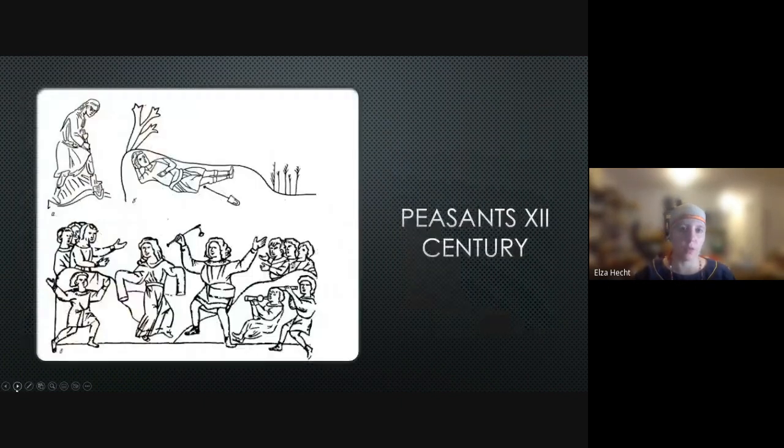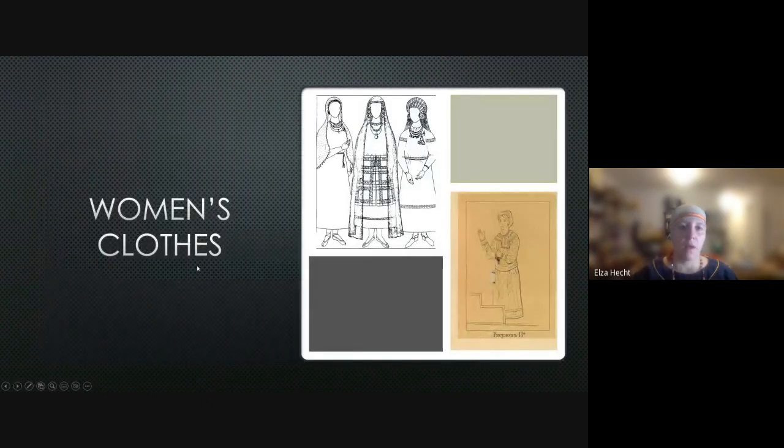Sorry, next slides. This is more pictures. It's 12th century, so it's closer to the Mongolian invasion, not during. Again, tunics, pants, we see a couple of kaftans, and nothing really special or very complicated here. There's more women's clothes, a little bit richer.